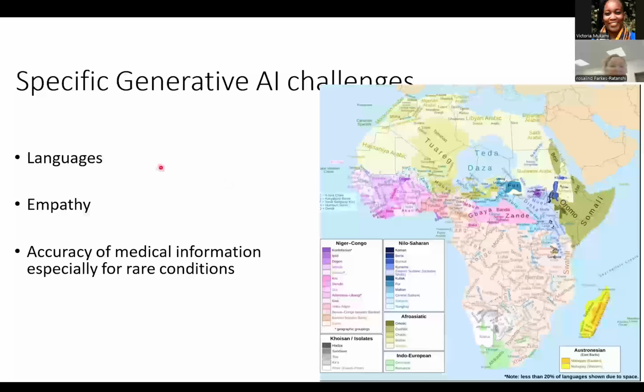And then there are specific AI challenges around language for generative AI. If you look at this, this is just trying to show lots of different African languages. And this picture with all these different languages on it, if you look down here, shows less than 20% of all of the languages in Africa, due to space. I know it's very similar in India. Many local languages are spoken, and many different dialects.